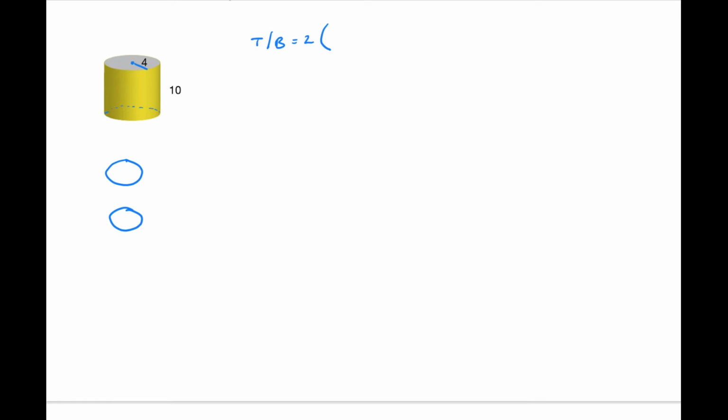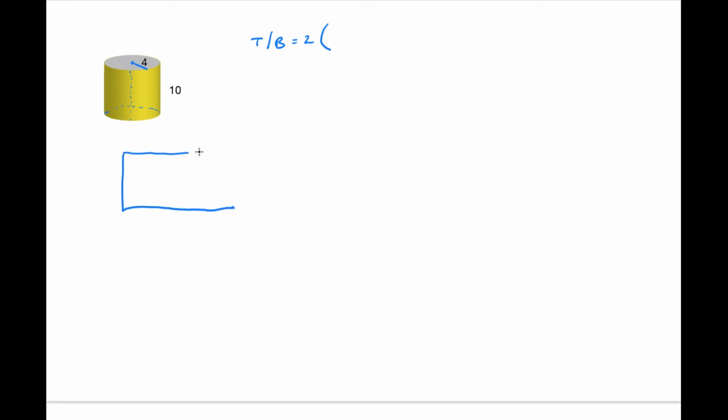Okay, erase this. Now we have to think about, how do we calculate this around here? Well, let's say it's a label on a paint can, and we were to peel it off and lay it out, it would be a rectangle, right?